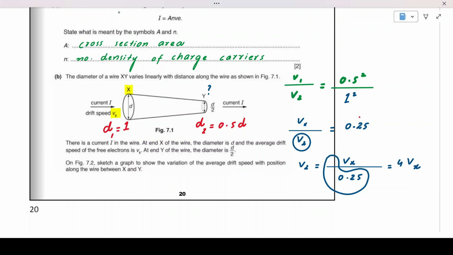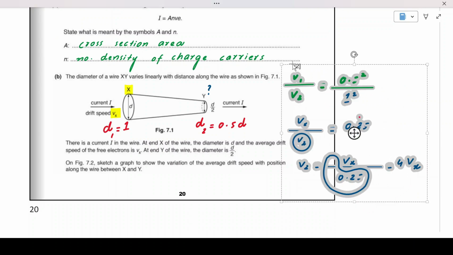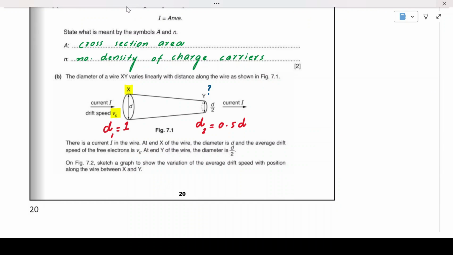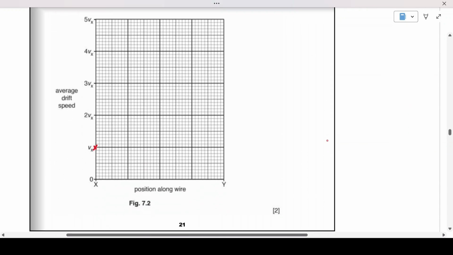Let me give you a shortcut also. So either you can use the drift speed ratio formula, which is itself a shortcut, by the way. There is yet another shortcut. All you need to do is write the previous drift speed on the backside, divided by the square of the coefficient of the new diameter. So simply this. Vx divided by the square of 0.5 will be 4 times Vx. So gentlemen, this is your new drift speed.